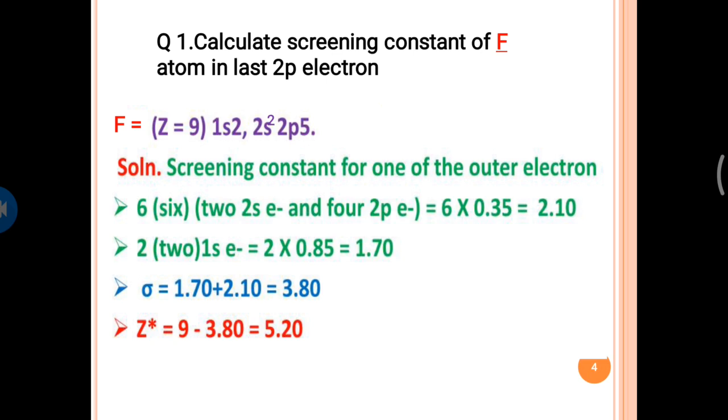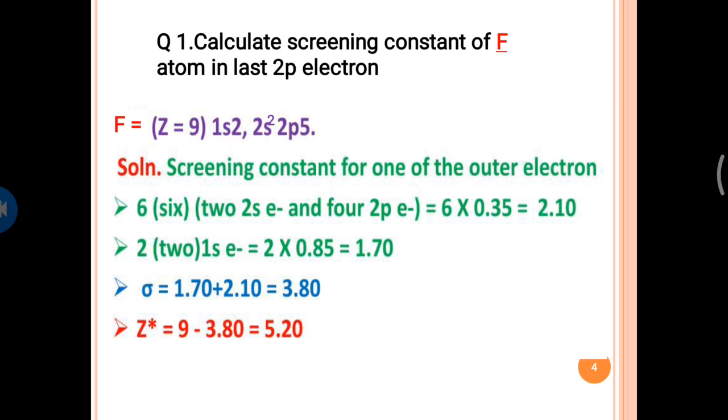What is the screening constant? 6 into 0.35 is equal to 2.10. Then 2 electrons of the inner shell, n minus 1, of the 1s orbital: 2 into 0.85 is equal to 1.70. So total sigma is 1.70 plus 2.10, equal to 3.80.